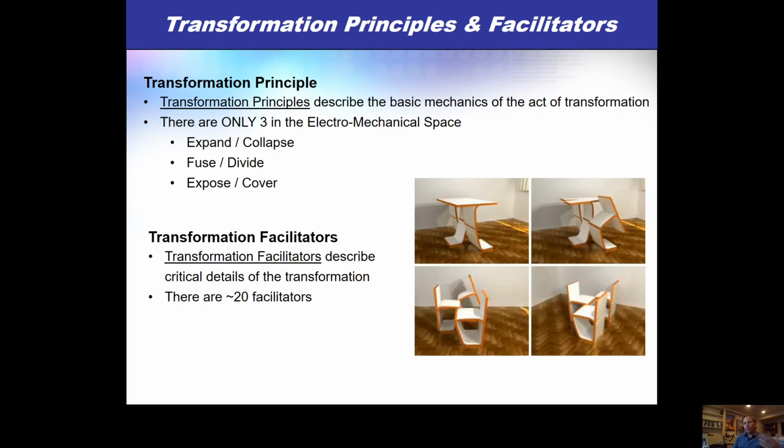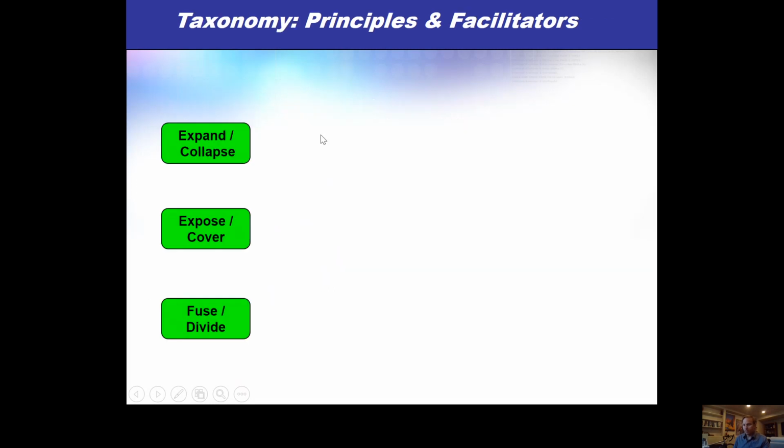They studied thousands of products and determined that in the mechanical domain, there are basically three main ways that objects transform. They either expand or collapse, they fuse or divide, or they expose or cover surfaces. In addition to those main three principles, they identified 20 facilitators that allow for the transformation to happen. And we'll talk about those in the coming slides.